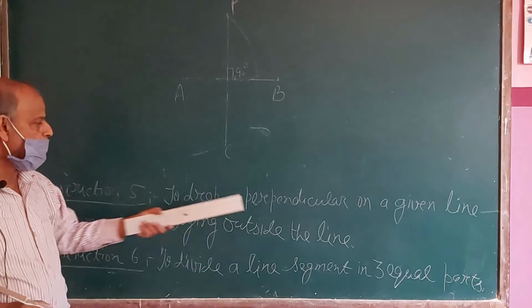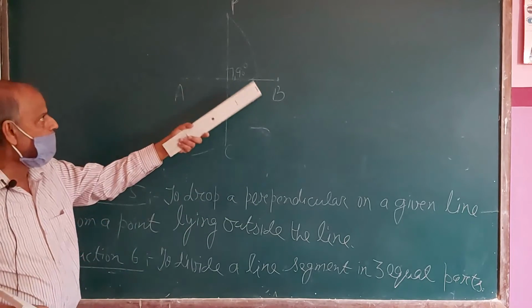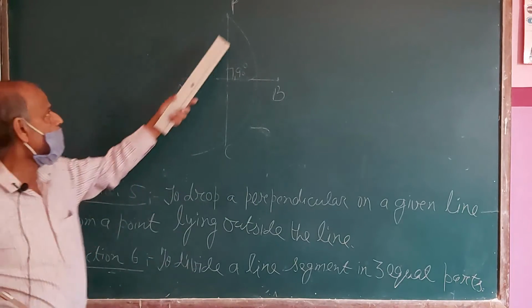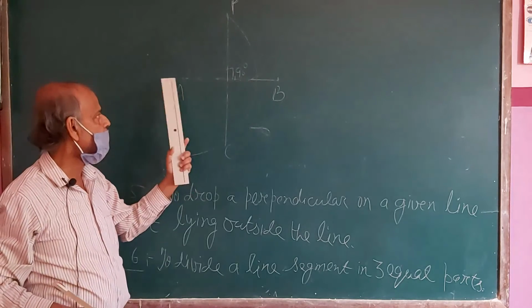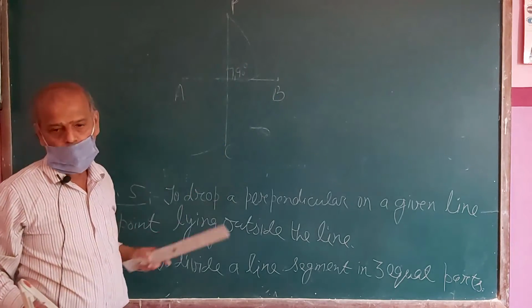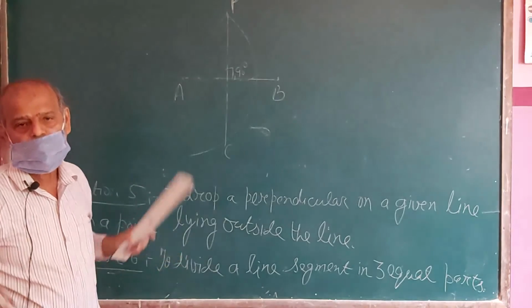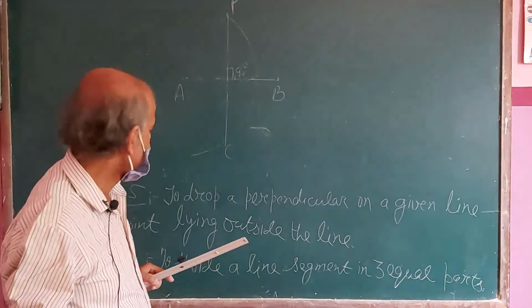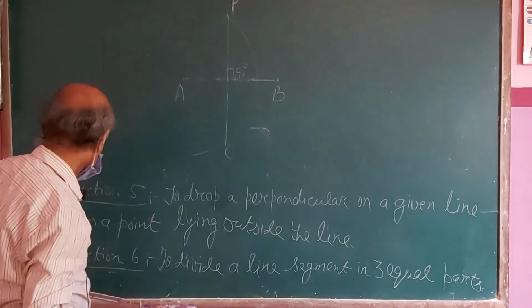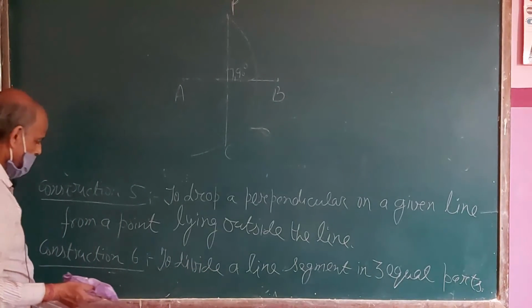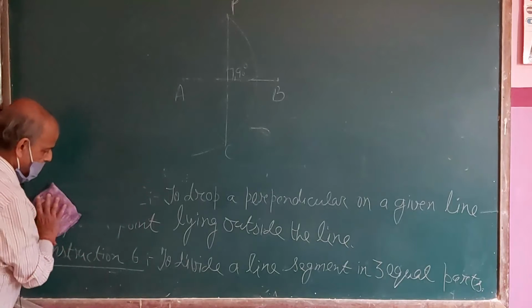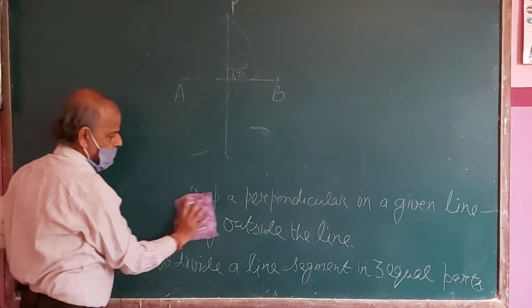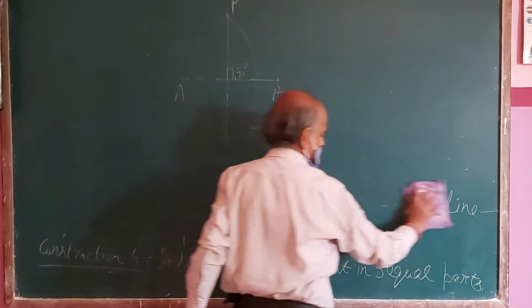This is dropping a perpendicular on a given line from a point P lying outside the line segment AB. So, you have both the constructions with you. Now, you practice at your home. You have got enough time. You can do it. Now, I have come to my last construction of the day. This is your sixth construction.